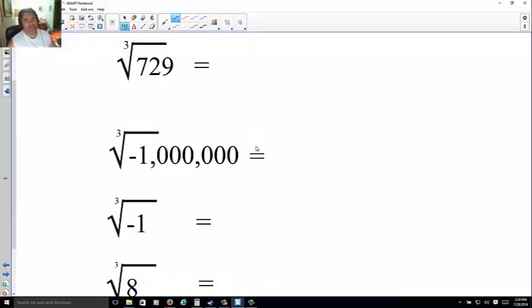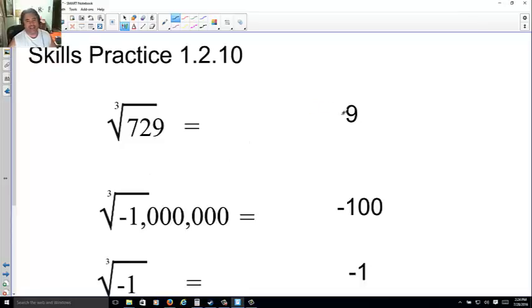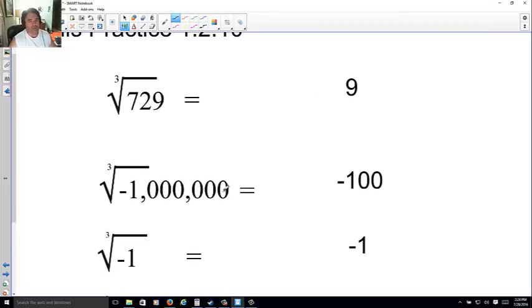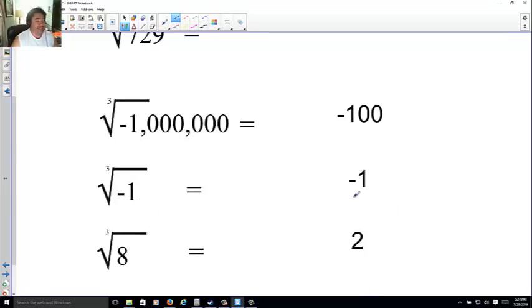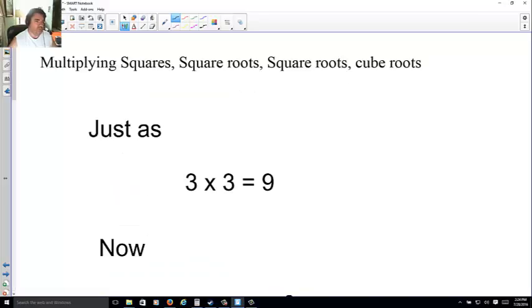Skills practice. Try these 4. Go ahead, pause, see how you did. Cube root of 729 is 9. Cube root of negative 1 million is negative 100. You're like, what? Yeah, because 100 times 100 times 100 makes a million, and 3 negatives makes a negative. Cube root of negative 1 is still negative 1, because 3 negative 1s multiplied together will make a negative 1 still. And a cube root of 8, if you're paying attention, is a 2.